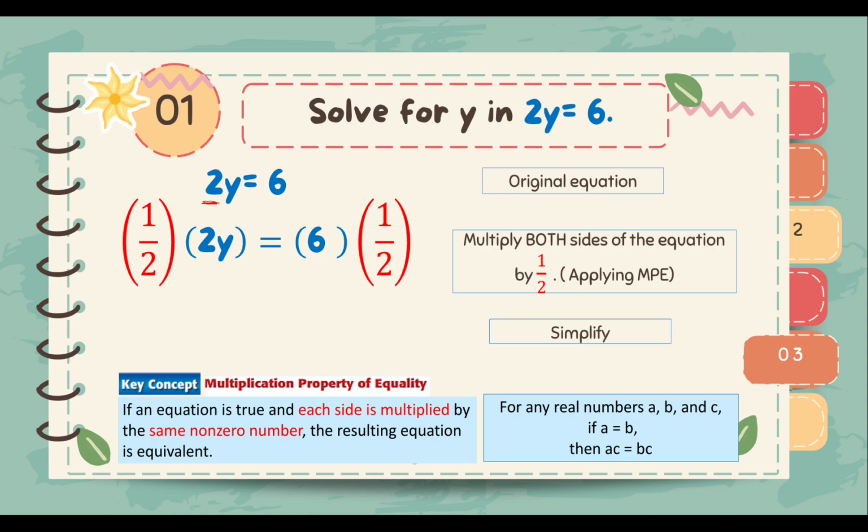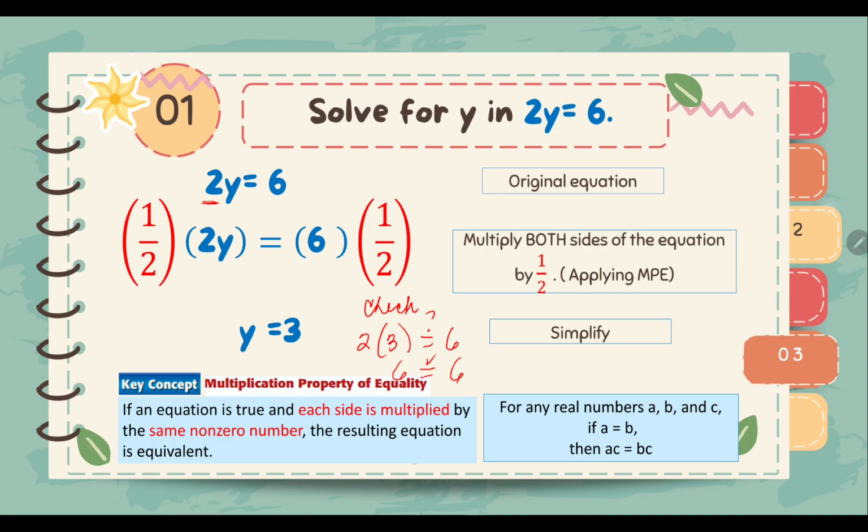So, simplifying that, 1/2 times 2 is 1, so that we are left with the numerical coefficient of y to be 1. So, 1y. And then on the right side, what is 1/2 of 6? Or 6 times 1/2? That is 3. So, the value for y is 3, and it's easily checked. For checking, we say 2 times the value of y, which is 3. Would that be equal to 6 on the right side? 2 times 3 is 6, which is equal to 6 on the right side.